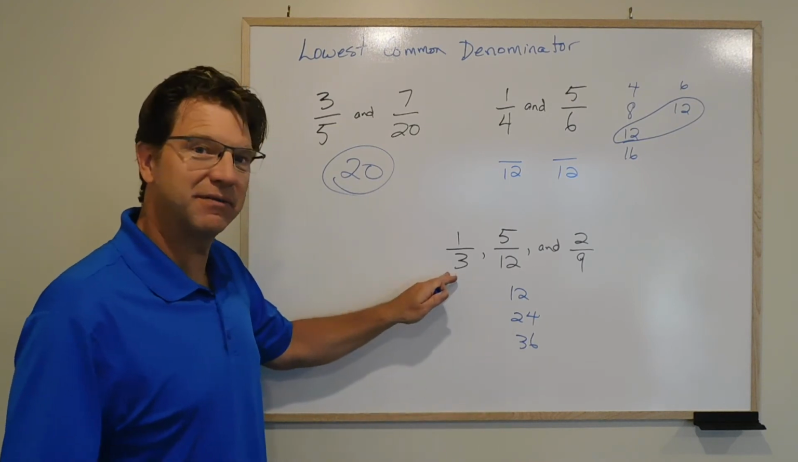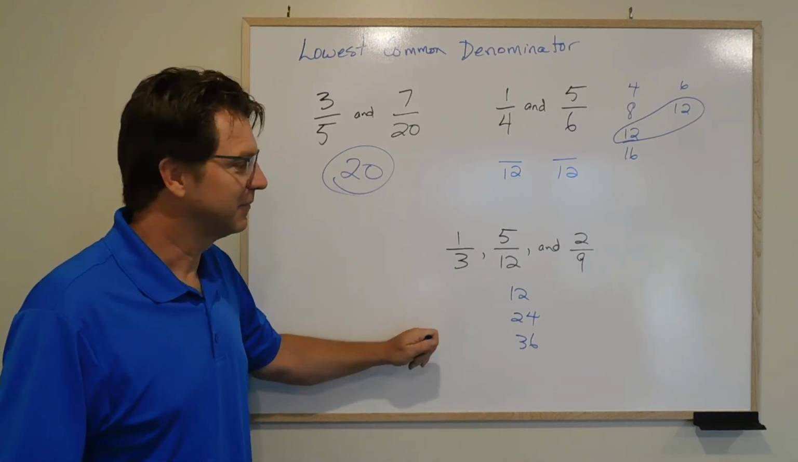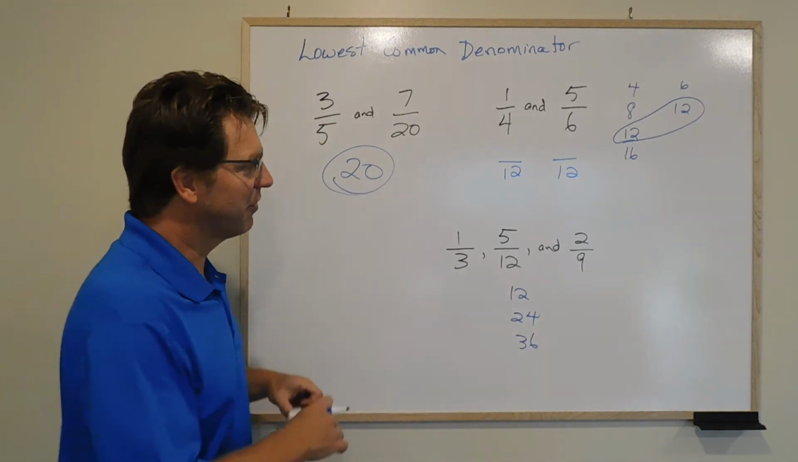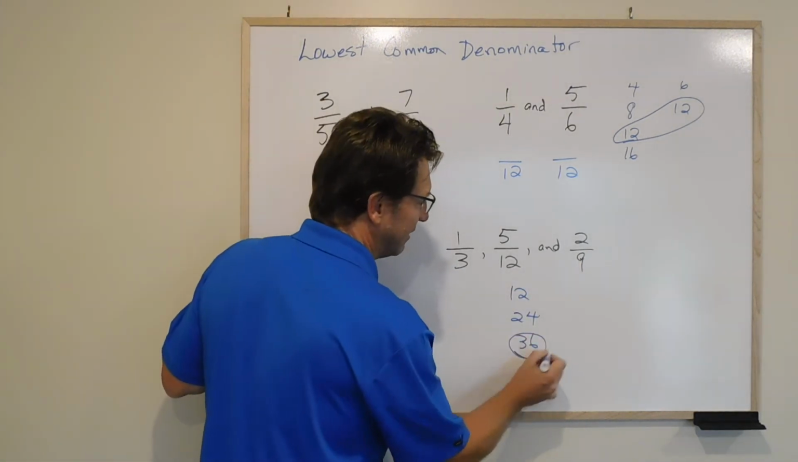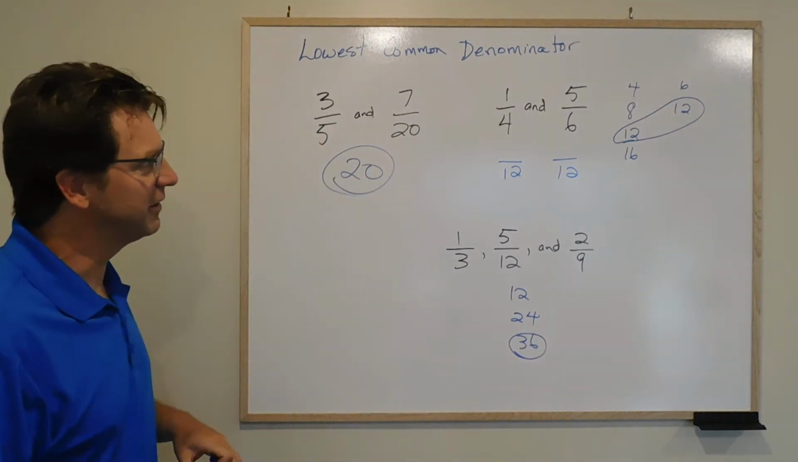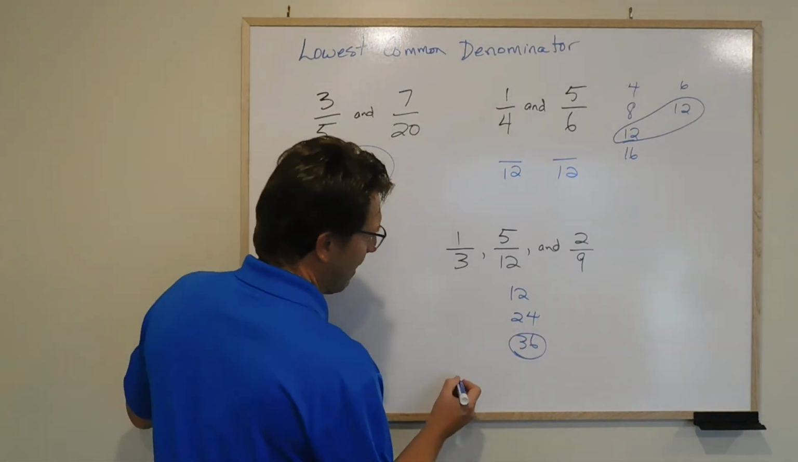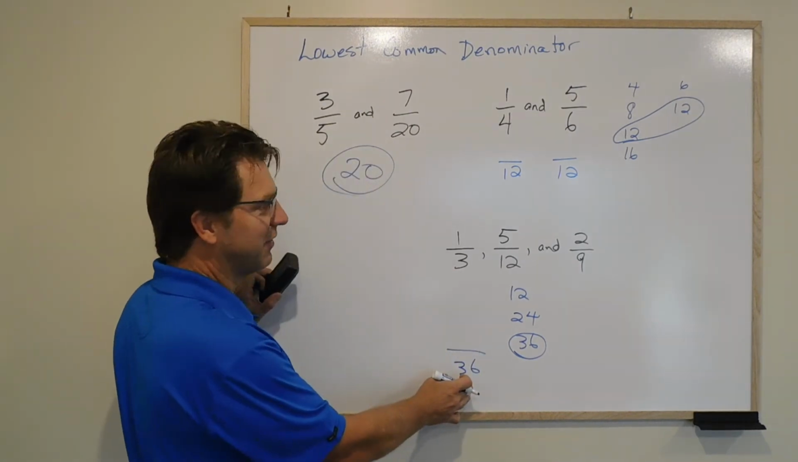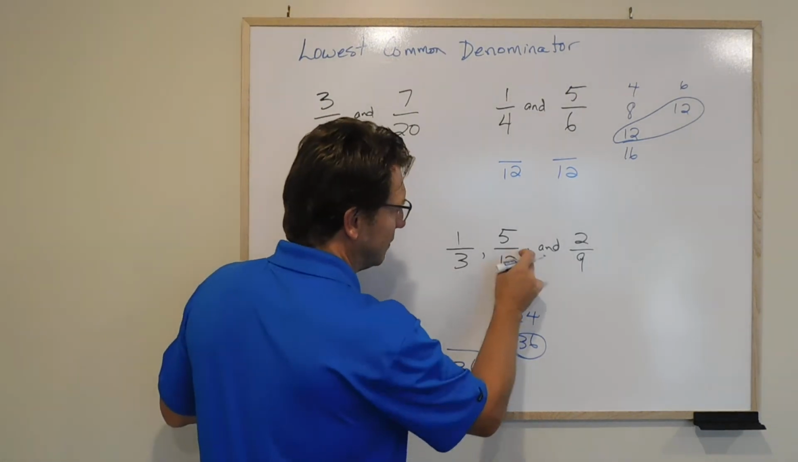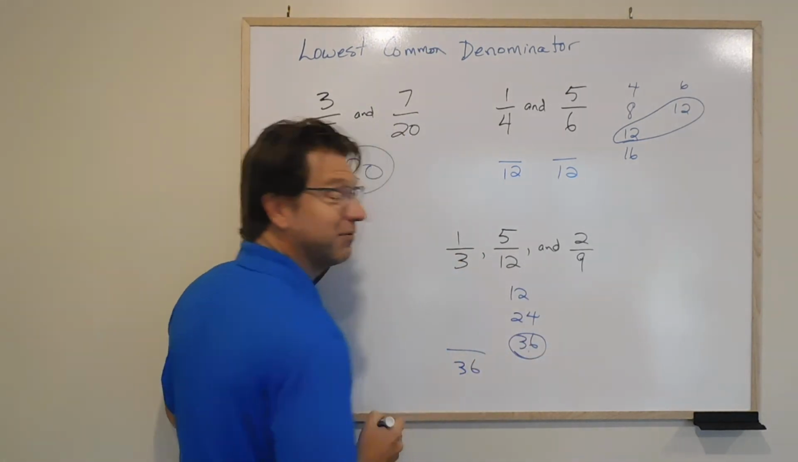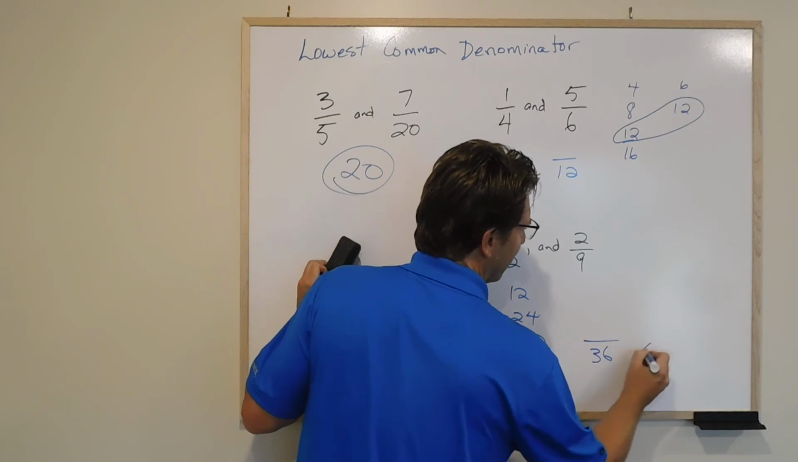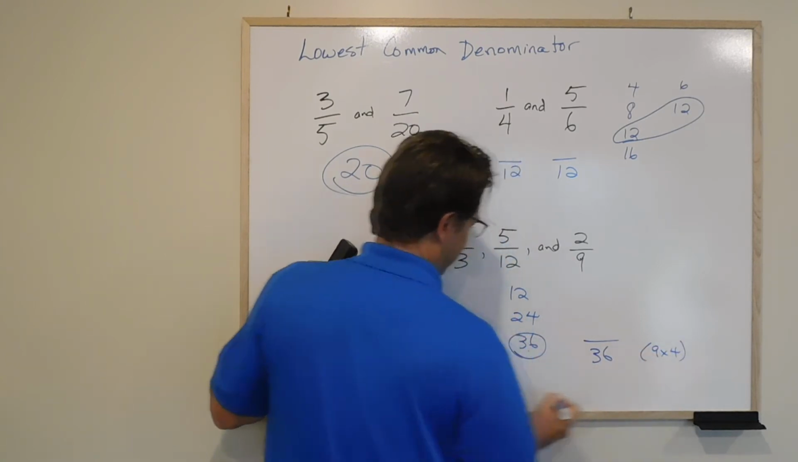Can 36 be divided by 3? Yes. Can 36 be divided by 9? Yes. So 36 is your common denominator, okay? Because 3 times 12 will give me 36. 12 times 3 will give me 36. And 9 times 4 will give me 36.